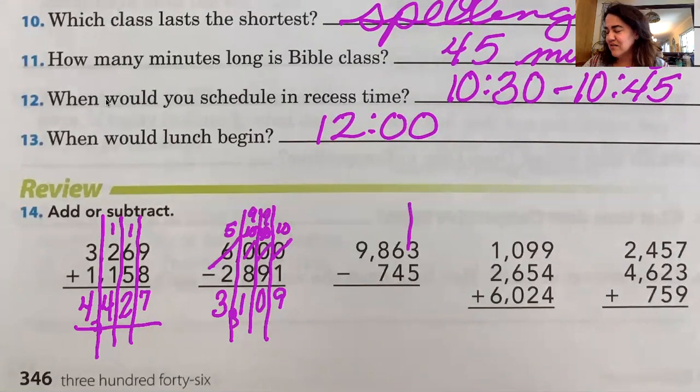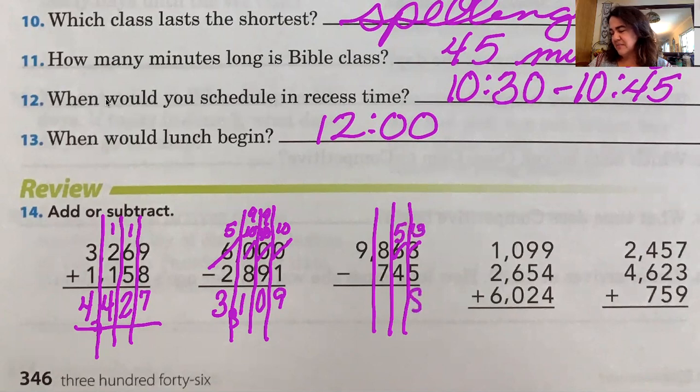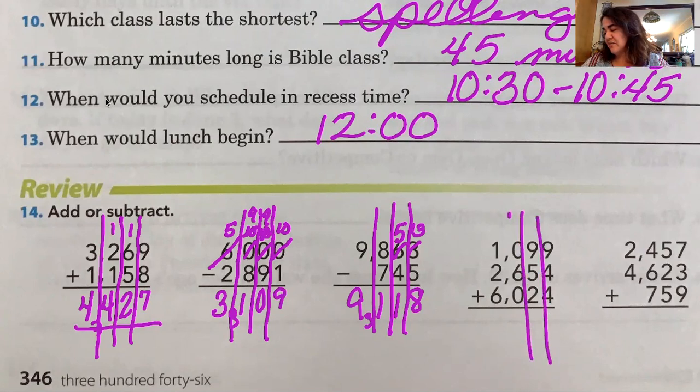Moving on, we're going to draw our columns. We're going to have 3 take away 5. Can we take 5 away from 3? No. So let's borrow or regroup from next door. Cross out the 6, cross out the 3. The 6 becomes a 5. Regroup that 10 over here, and 10 plus 3 is 13. 13 minus 5 is 8. 5 minus 4 is 1. 8 minus 7 is 1. 9 minus 0 is 9. Don't forget the comma. And we have 9,118. Excellent, second graders. I'm so proud of you.